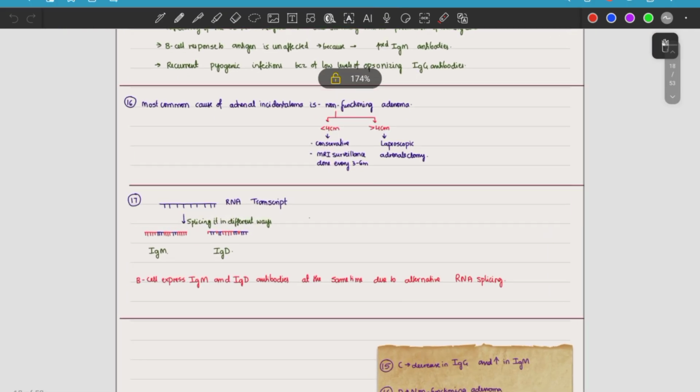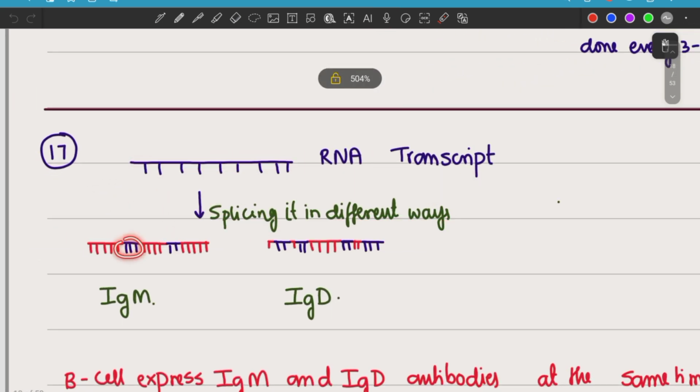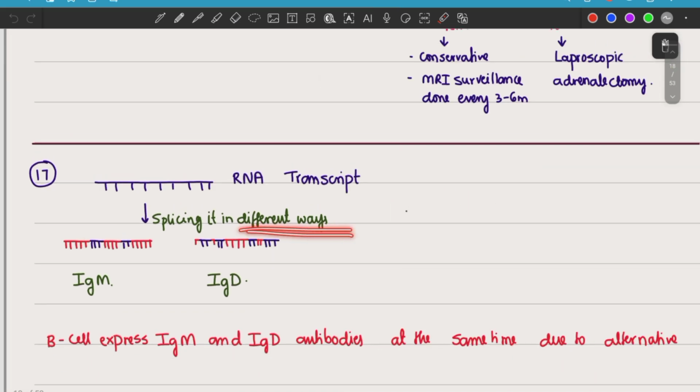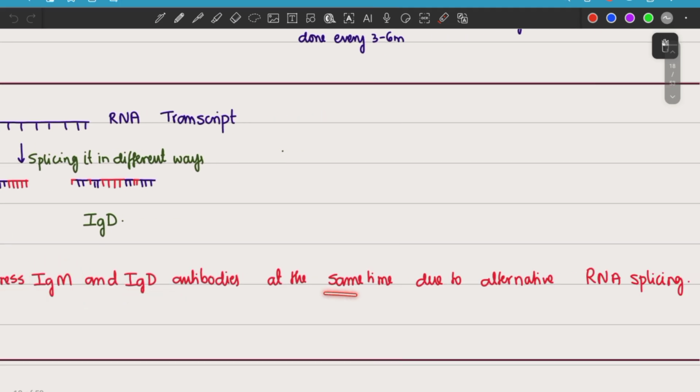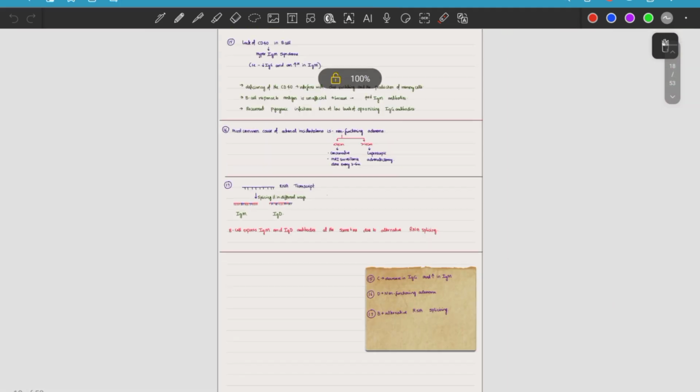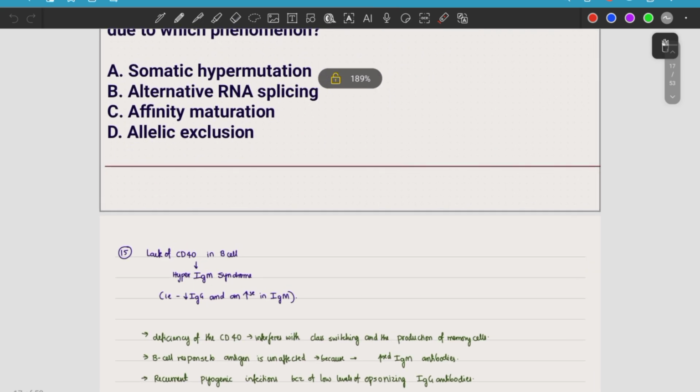Let me show you. This is the picture I have drawn just for visual memory. This is the RNA transcript. The splicing takes place in different ways. See, alternative splicing will take place. This splicing takes place here, here, here. It's here, here, and here. So different ways of splicing will take place. One will become IgM, one will become IgD. B cell expresses IgM and IgD antibodies at the same time due to alternative RNA splicing. So the answer is B.